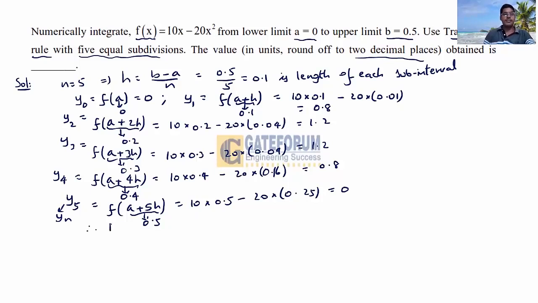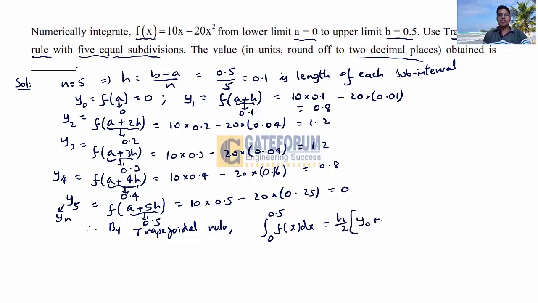Therefore, by trapezoidal rule, integral 0 to 0.5 f of x dx is equal to h by 2 into y naught plus yn, the sum of the extreme ordinate values y naught plus y5, and the remaining y values multiplied by 2, that is 2 into the sum of the remaining y values, 2 into y1 plus y2 plus y3 plus y4.